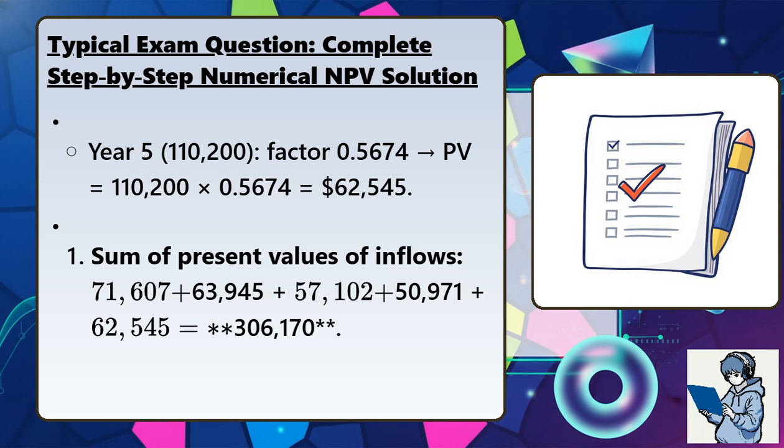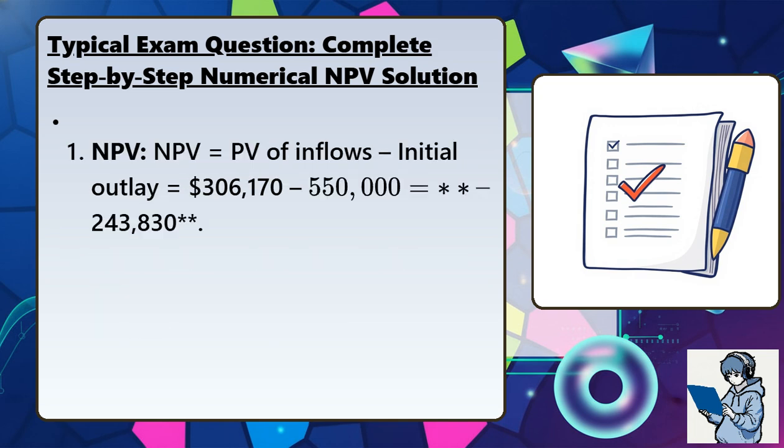Step 5, sum of present values of inflows equals $71,607 plus $63,945 plus $57,102 plus $50,971 plus $62,545, which totals $306,170.